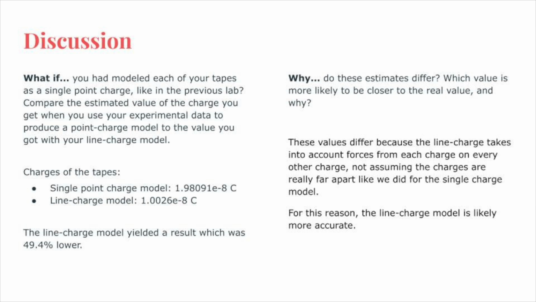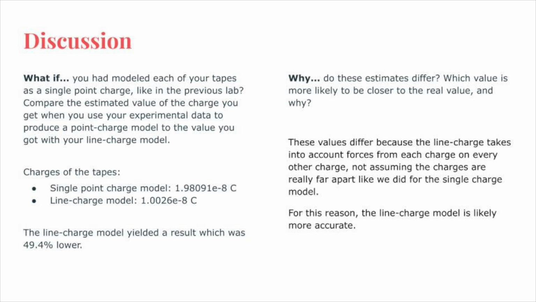Well, in the single point charge model, we got an estimate for the charge of each tape at around 1.98 times 10 to the negative 8th coulombs, while in this lab we got 49.4% lower as the estimation for each piece of tape. Now the estimate is around 1 times 10 to the negative 8th coulombs. Significant difference. Why do these estimates differ? Which value is more likely to be closer to the real value and why?